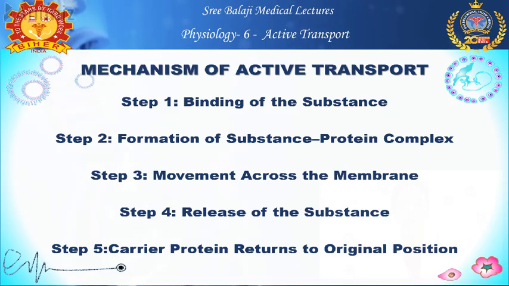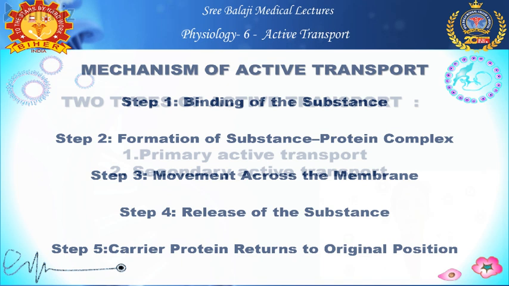Now step 5 is that the carrier protein returns to its original position. So now the carrier protein is empty. It does not stay inside. It again undergoes another shape change and moves back to its original position on the outer surface of the membrane. Now it is ready to transport another molecule, and this cycle continues again and again.